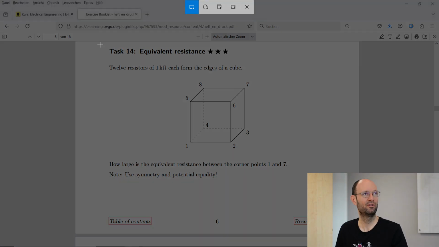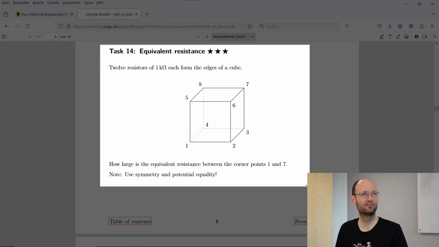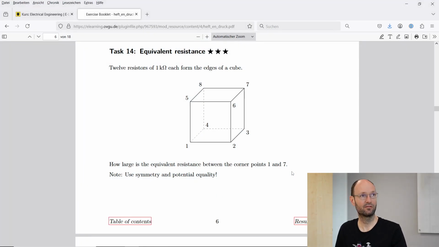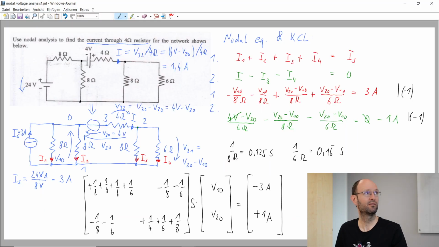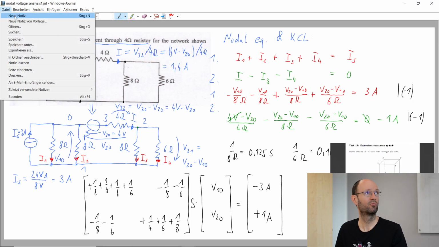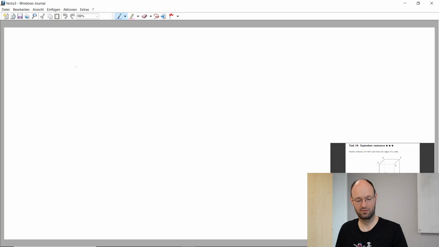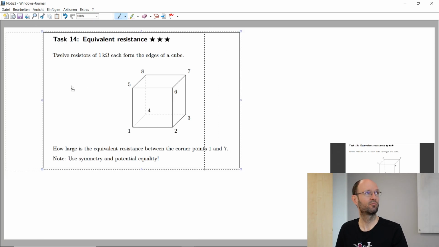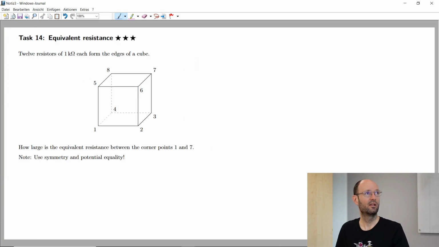So I will copy this here and paste it into my drawing program by opening a new page after the stuff that we already discussed. And what we can try to do here is to redraw the circuit. That's the idea of this task, to calculate the equivalent resistance of this resistor cube, let's say.